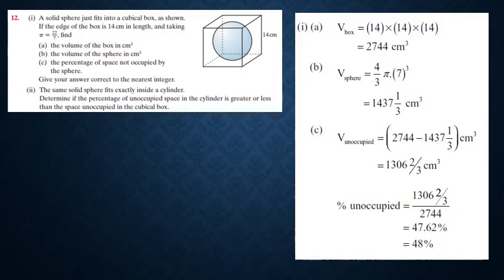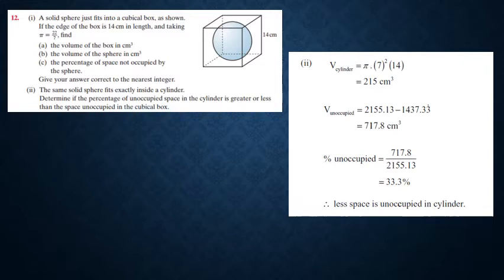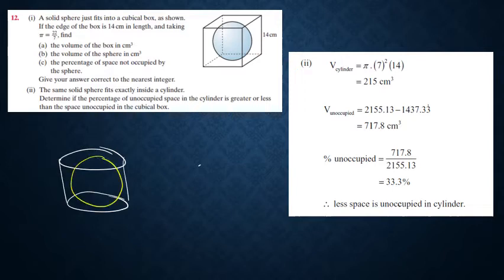So percentage of unoccupied is going to be your unoccupied space over your total space and then multiply by 100 to give you 47.62%, which works out to be 48%. Okay. So the same sphere fits exactly into a cylinder. So you have some kind of cylinder, and I'm going to do my best to sketch this, inside which that same sphere is going to fit. So it fits in perfectly, so there's no space either side.